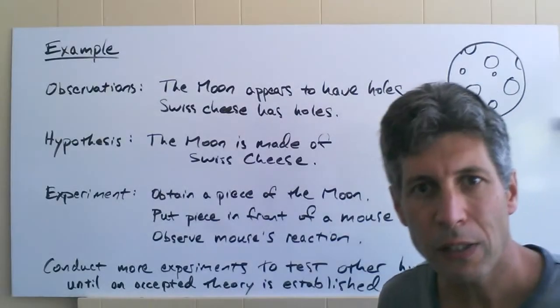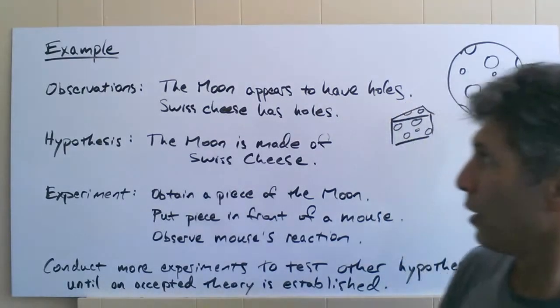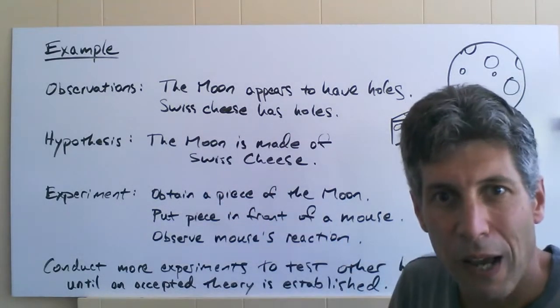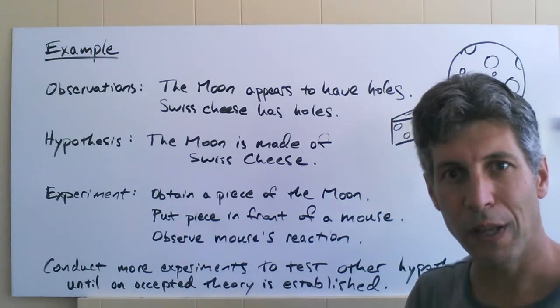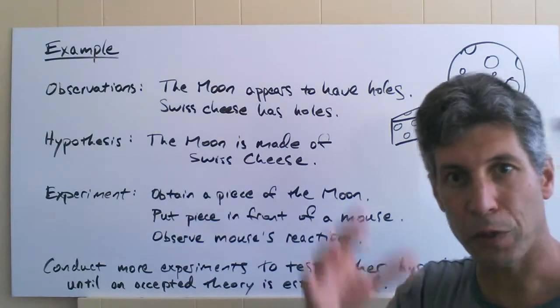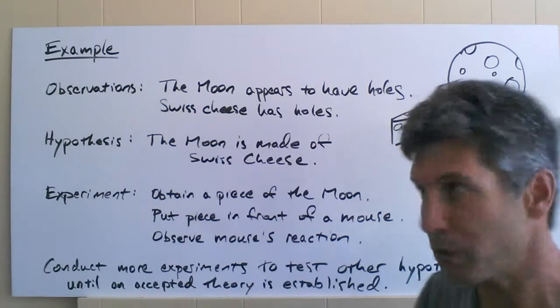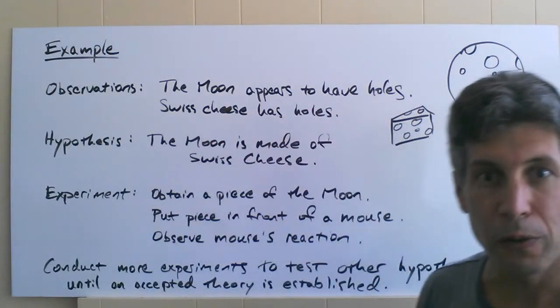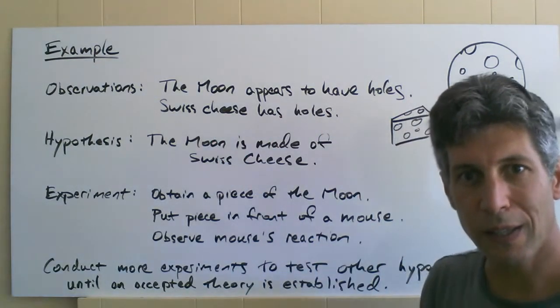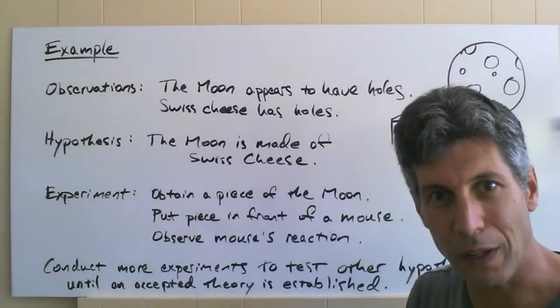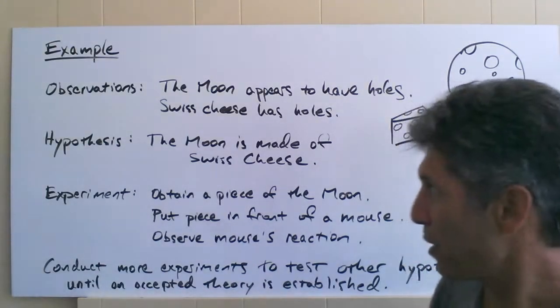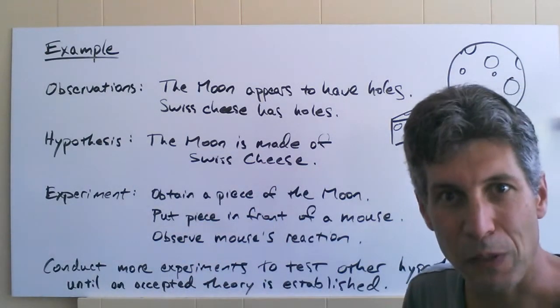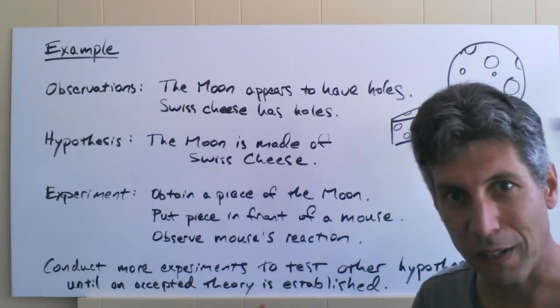Let's look at an example. If we look up at the sky, we see the moon appears to have circles on it, maybe they're holes. We also know from everyday experience that Swiss cheese has holes in it. So we might come up with a hypothesis that the moon is made of Swiss cheese. This is just an educated guess.